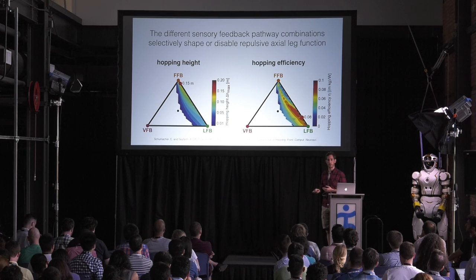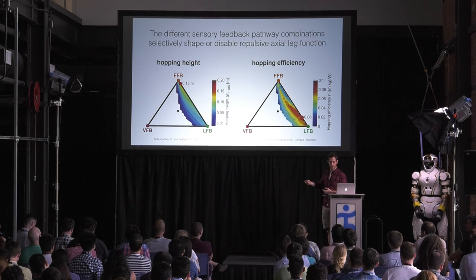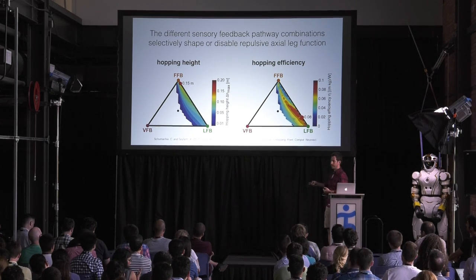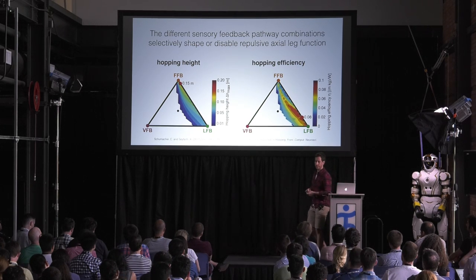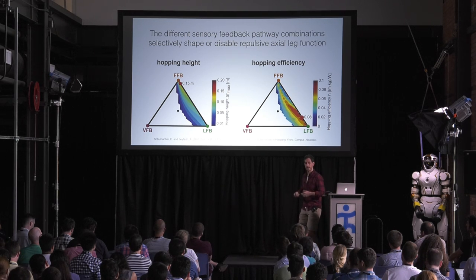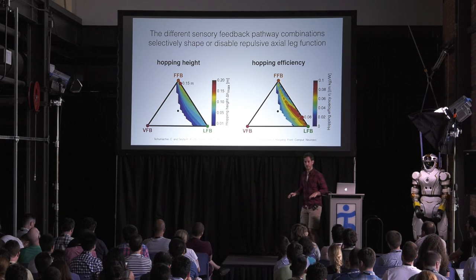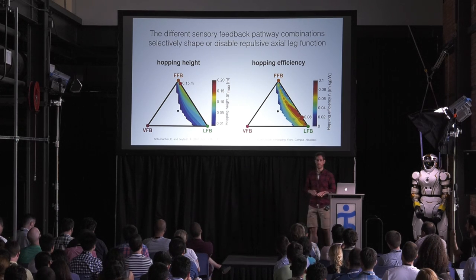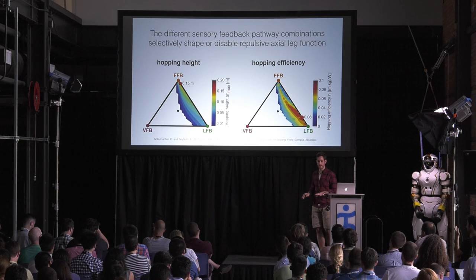simulations where the model would predict steady state behavior over at least 50 hops. In the white area here, the model would predict performance or motions in which it would land and then eventually settle in like a standing posture, right? So no collapsing, no falling down, just standing in the end.